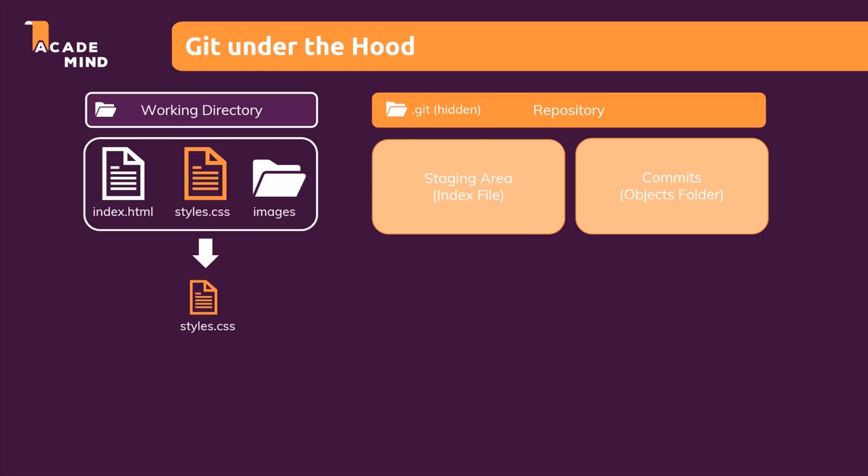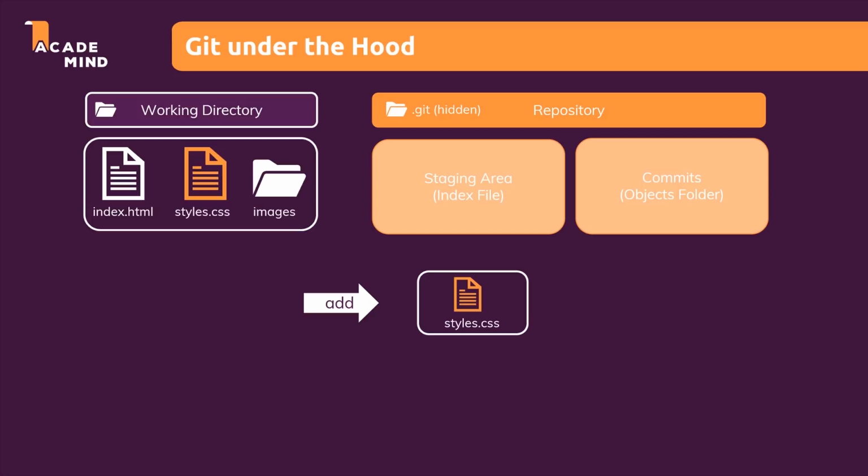Now let's say we want to tell Git that this style CSS file was changed and that we want to save the changes made to this file. So to do this, we first add, that's a Git command, we add the style CSS file to our staging area. The staging area is just kind of a draft area, you could say. So we can add different files to this area, but these files are not yet included in a commit. This means the version changes are not yet saved.